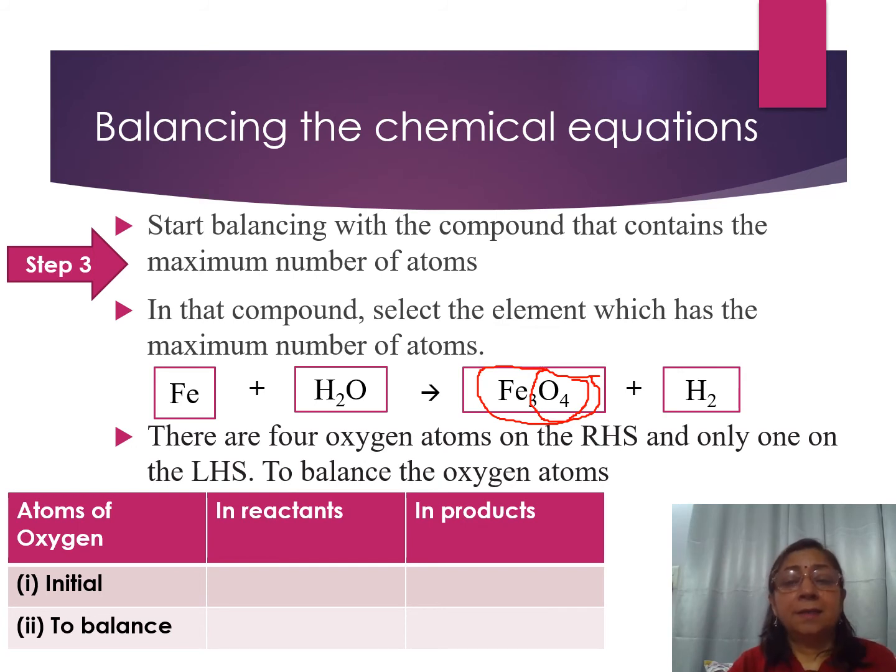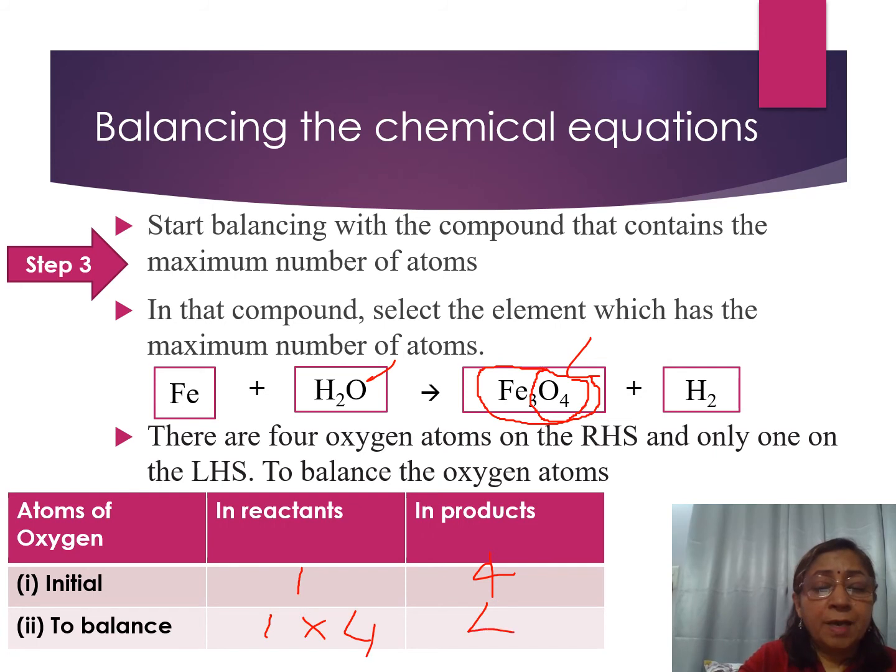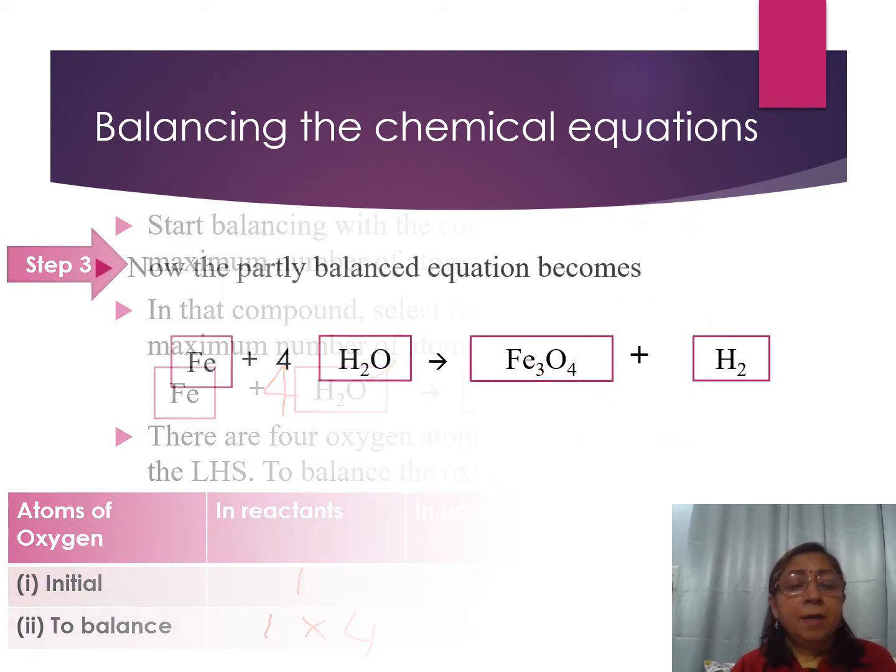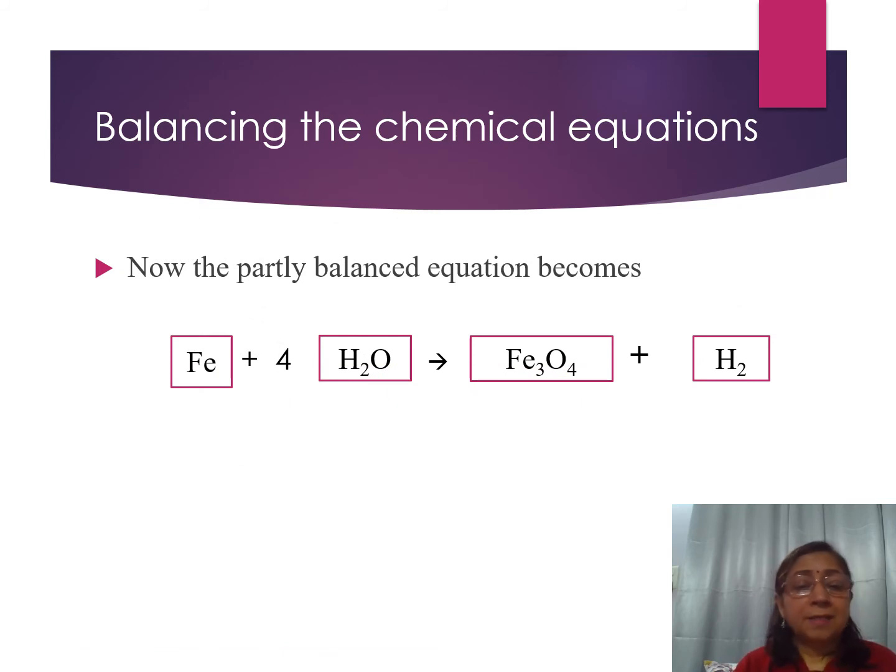So we will balance the number of oxygen atoms both on the left hand side as well as on the right hand side. So in the initial state in the reactant oxygen is 1 atom and in the product oxygen is 4 atoms. So to balance it we will multiply it by 4, and in the product it is already 4. So we will write 4 here in the reactant. Now the reaction is partly balanced and the equation is Fe plus 4H2O gives Fe3O4 plus H2. Here we have written 4H2O.